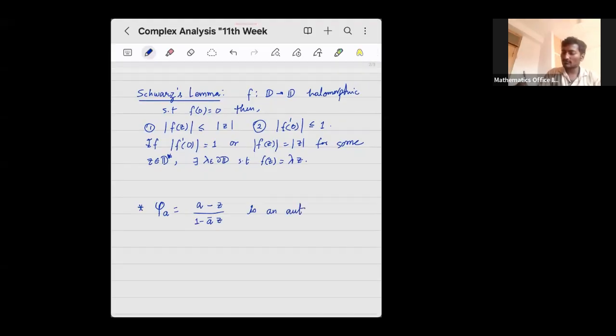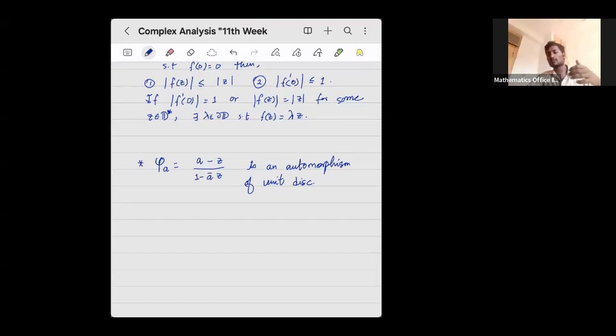An automorphism of the unit disk. One thing we concluded at the end of the second or third lecture this week was: what are all the automorphisms of the unit disk? Do we want to see the proof of that? Because in the proof we have used the Schwarz lemma, I don't know how many times.